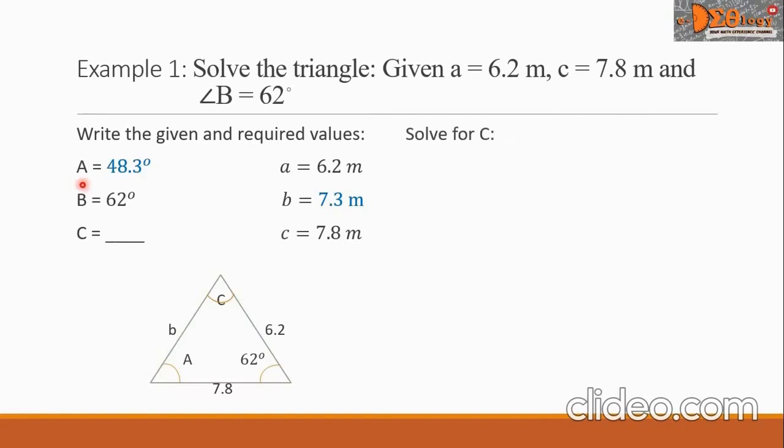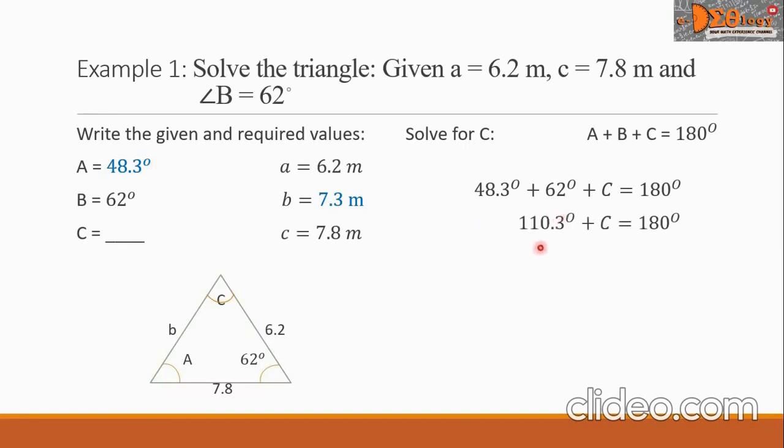So we are now to compute for C. We can now use the formula A plus B plus C equals 180 degrees, since there are two available angles here now. Substituting the values, we have 48.3 degrees plus the B, which is 62 degrees, plus C equals 180 degrees. Adding these two values, we have 110.3 degrees plus C equals 180 degrees.